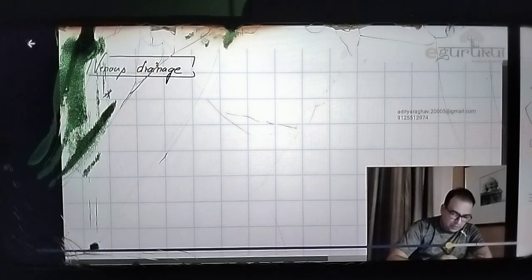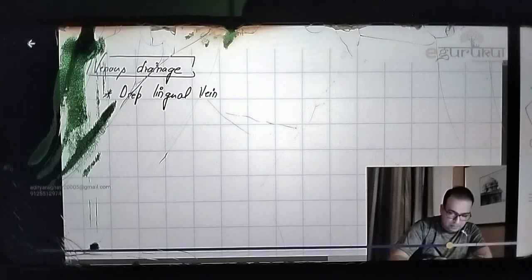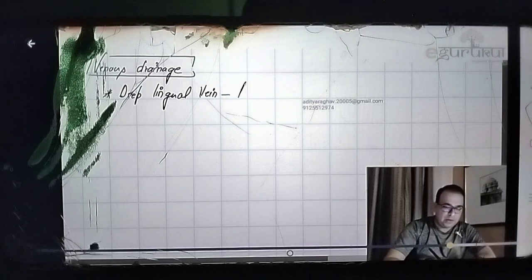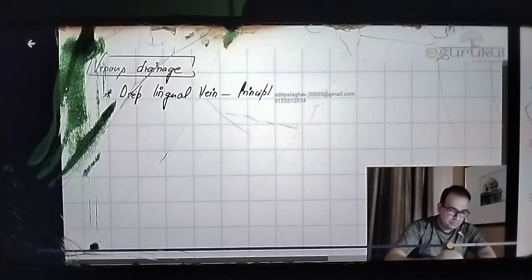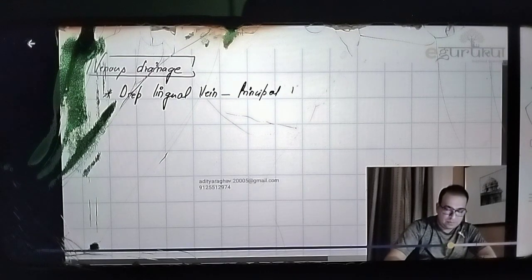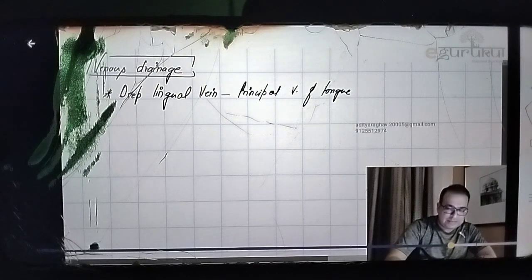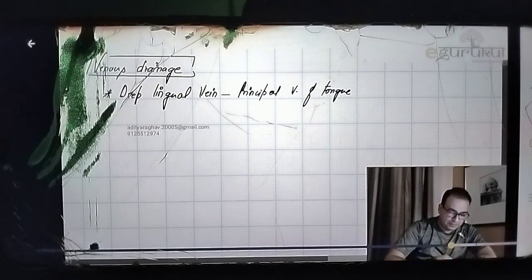Just like we already saw, what vein do we have? We have a deep lingual vein, which we saw on the ventral surface. This deep lingual vein is basically the principal vein of the tongue, the main vein of the tongue. The maximum venous drainage is by the deep lingual vein.